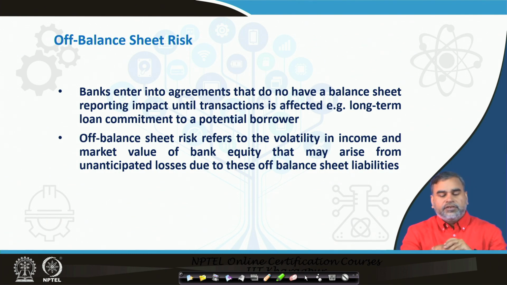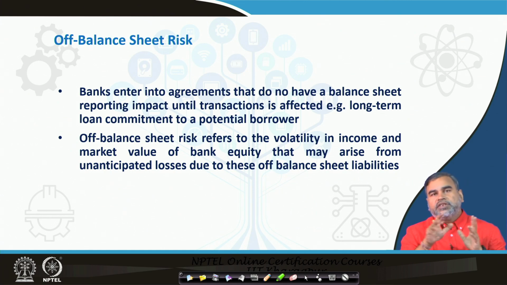In that particular context, whenever we talk about those kinds of off balance sheet items, if there is something wrong with respect to them, then the bank also faces a huge risk in terms of instability as well as profitability. If you formally define it, off balance sheet risk refers to the volatility in income and the market value of bank equity that may arise from unanticipated losses due to off balance sheet activities. Sometimes even if you have many off balance sheet activities, if your business on them does not go well, then there is a problem of profitability for that particular commercial bank.